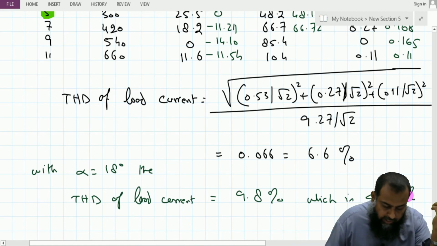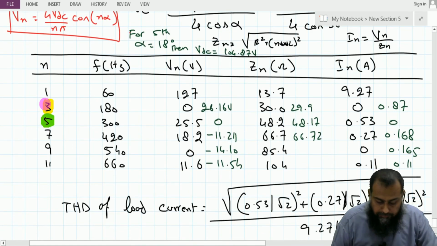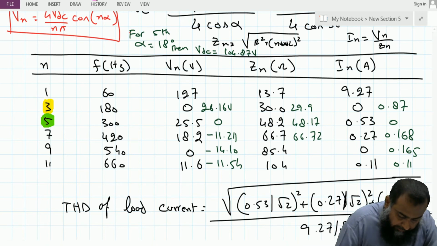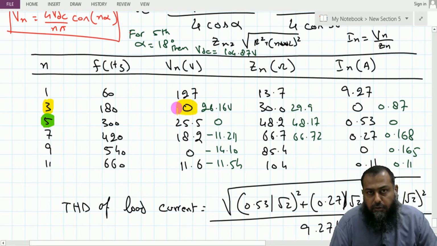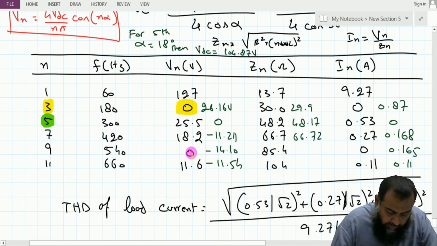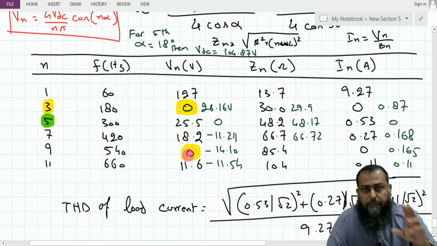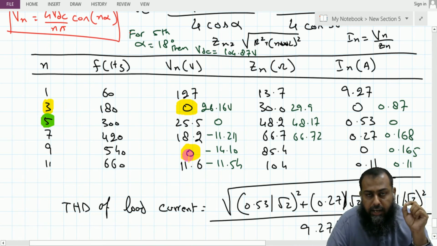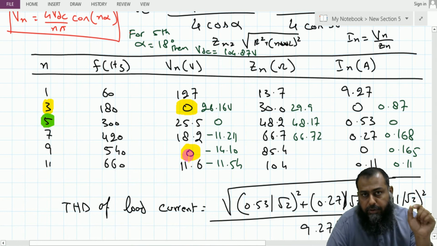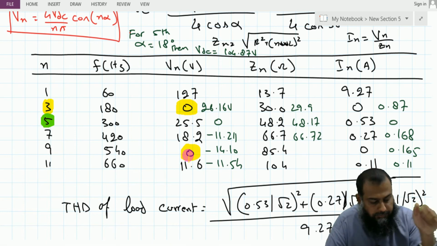But here you see what is the advantage of having this third harmonic. With this third harmonic eliminated, you are not only eliminating this third harmonic, but you are also targeting the odd multiples of the third harmonic. For instance, this third is gone, this ninth is gone. So all the triplet harmonics are eliminated if the third harmonic is targeted in this particular system.